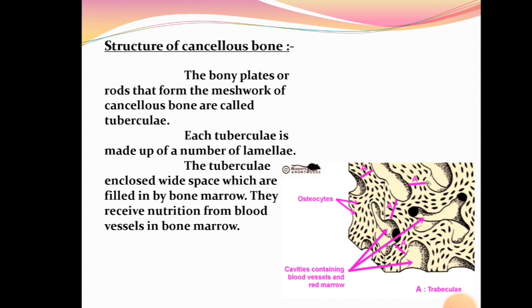Structure of cancellous bone. The bony plates or rods that form the meshwork of cancellous bone are called trabeculae. Each trabecula is made up of a number of lamellae. The trabeculae enclose spaces which are filled by bone marrow, and they receive nutrition from blood vessels in the bone marrow. So this cavity contains blood vessels and red bone marrow.